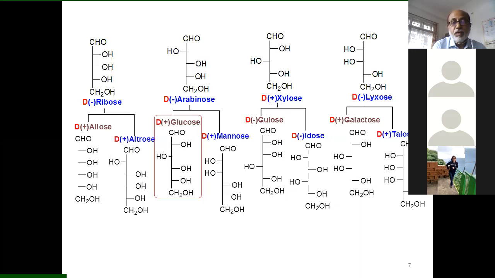There are four chiral centers, right? These four chiral centers: the first one has OH on the right-hand side, the next one OH on the left-hand side, then again right, then again right. The first carbon is the CHO group, which is always there, and the last carbon atom is CH2OH. So what you have to remember is simply right, left, right, right.